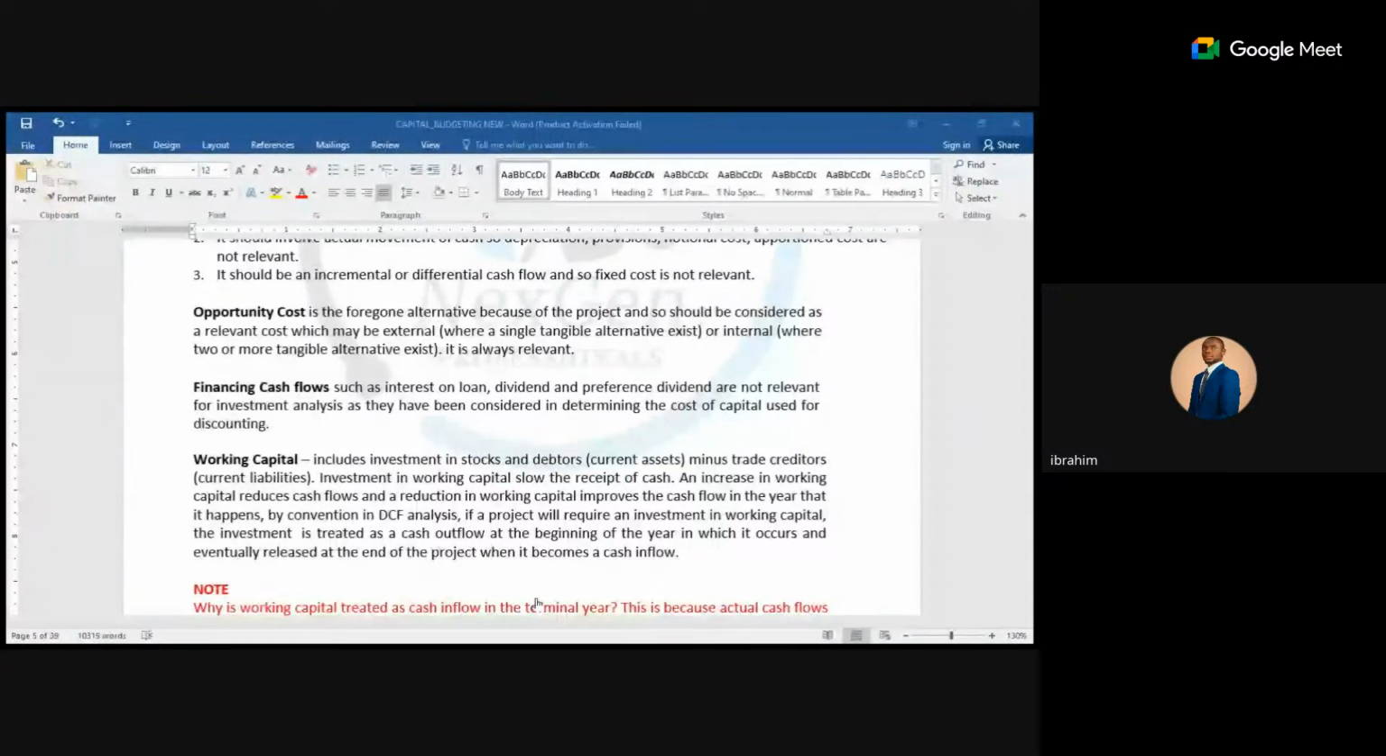Now, when an accounting profit is subjective, if you want to determine the accounting rate of return, it is the average profit divided by the average investment. Now, the average profit is the total profit made for the years divided by the number of years, while the average investment is calculated as the initial investment plus the scrap value plus the working capital divided by 2. We give you the average investment.